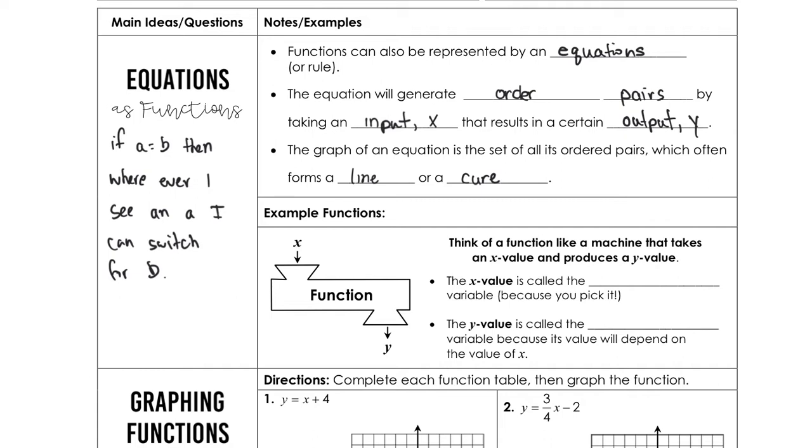The next thing I want you to think about as it deals with a function is that we're going to call them some specific names, just some review. I hope you've already heard this before, but just a quick reminder: the X value is called the independent variable. You may hear me say that, and it's because you pick it. The Y value is called the dependent variable. It's no trick here. We call it the dependent because it depends on the value of X.